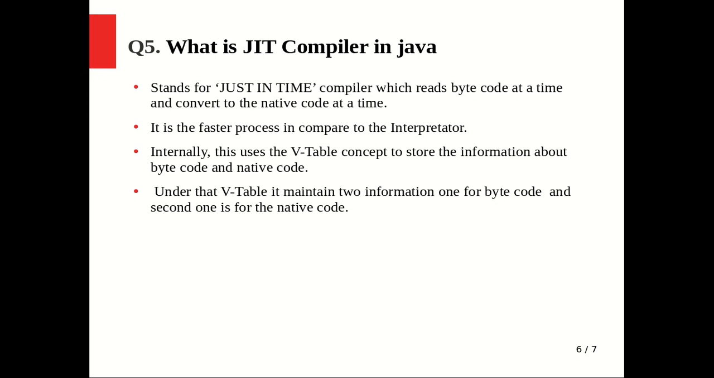In that array, pointers of the functions are stored, so that the compiler can compile the code, or convert the code, in a much faster manner, right? Under this V table, or virtual table, it maintains two pieces of information, one for the byte code and the second for the native code, right? So this is all about the JIT compiler.